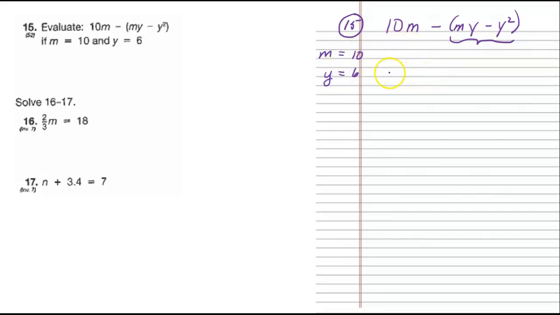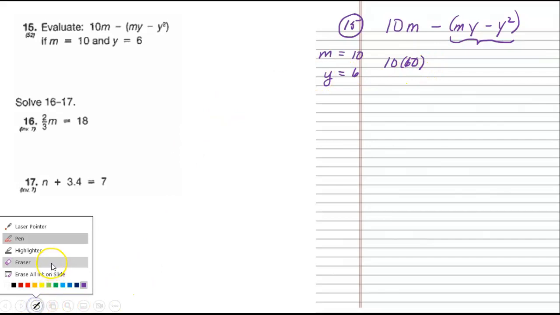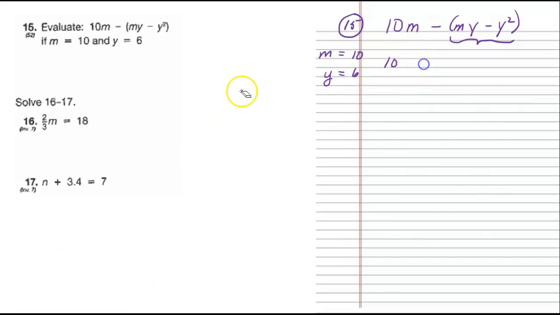So let me just plug these in, actually. So we have 10 times 10, sorry. Let me erase that. I don't want any confusion whatsoever there. So we have 10 times 10, because m is 10, minus 10 times 6 minus 6 squared. Okay, so 10 times 10 is going to give me 100, minus 10 times 6 is 60, minus 36, right? Because this is 6 times 6.